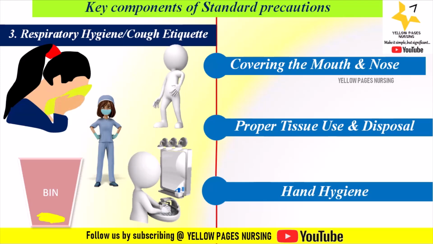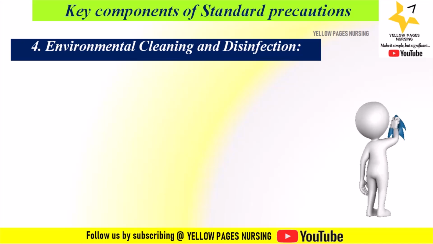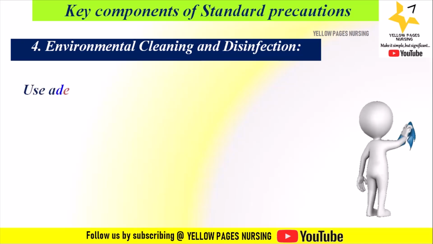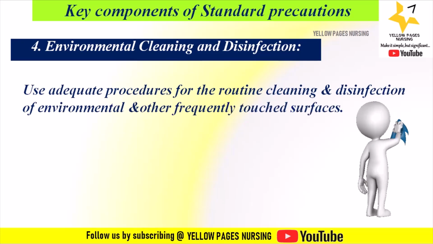The next key component of standard precautions is environmental cleaning and disinfection. Use adequate procedures for the routine cleaning and disinfection of environmental and other frequently touched surfaces such as doorknobs, light switches, bed rails, medical equipment, etc.